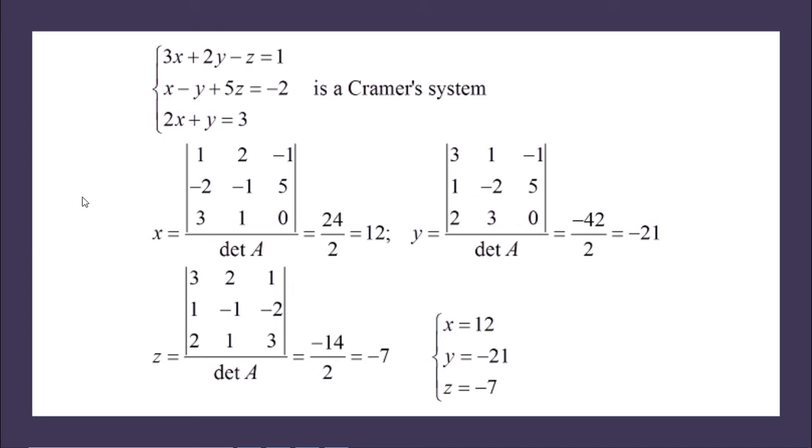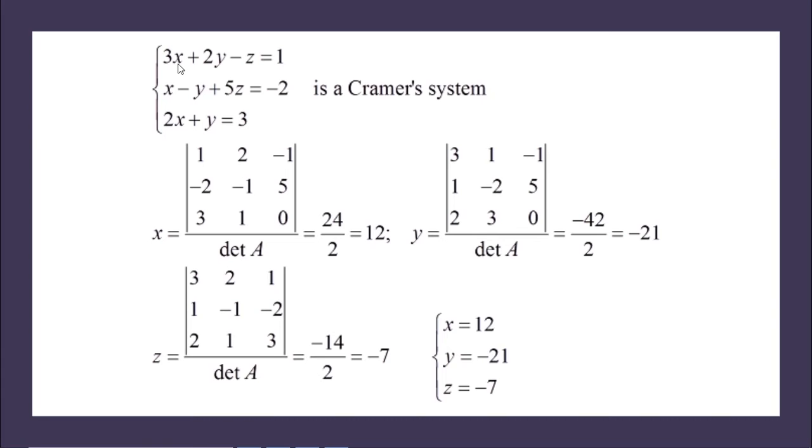There is another example about Cramer's rule. The equations are given: 3x plus 2y minus z is equal to 1. The second equation is x minus y plus 5z is equal to minus 2. The third equation is 2x plus y is equal to 3. If we check over here, there are three variables: x, y and z. When we write these equations, what are the variables involved? x, y and z.